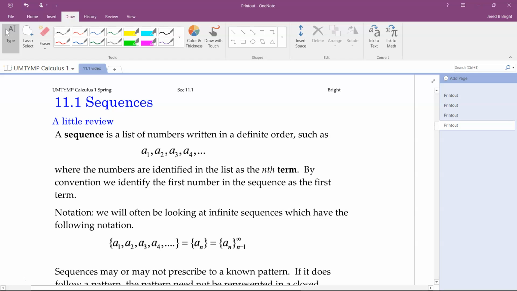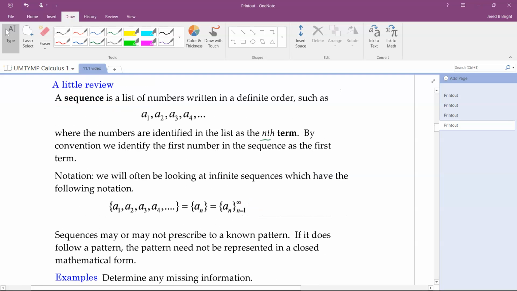A sequence is all a list of numbers written in a definite order. And so here I just have a generic a1, a2, a3, a4, etc. It could go on forever, maybe, in which case it would be infinite. It could stop at term n, in which case it would be finite. And in general, we talk about the nth term as a sub n.